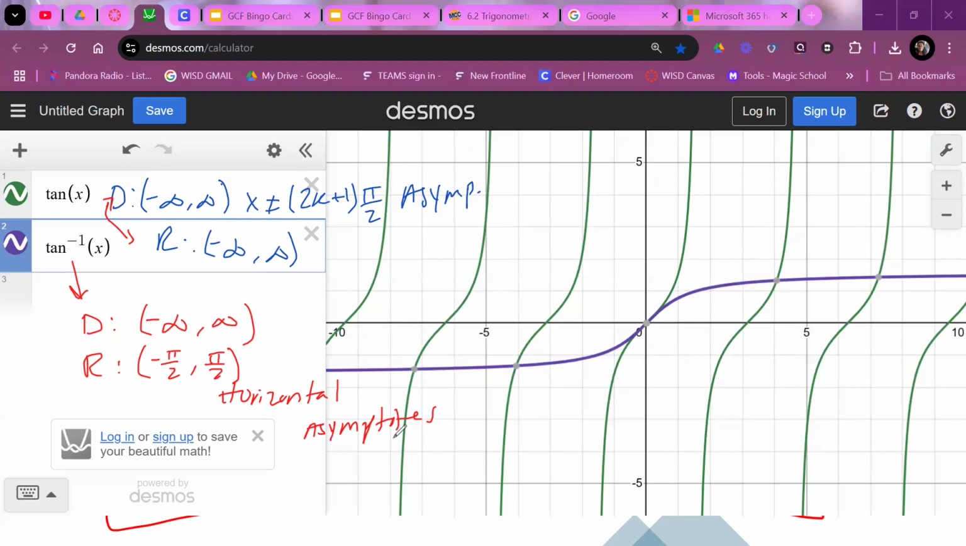Remember, we did tangent in 3B.8. You already have the domain and range written there. I just rewrote it from your notes.